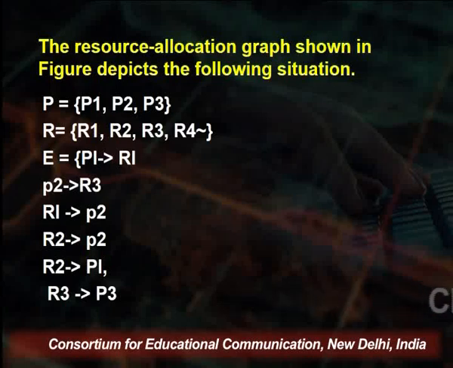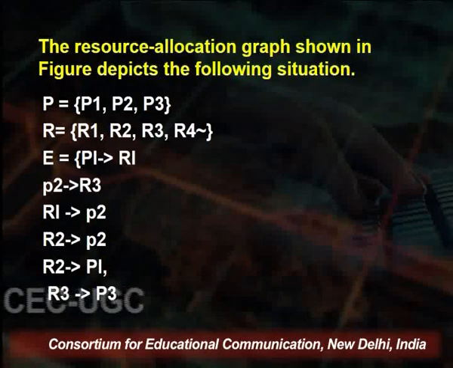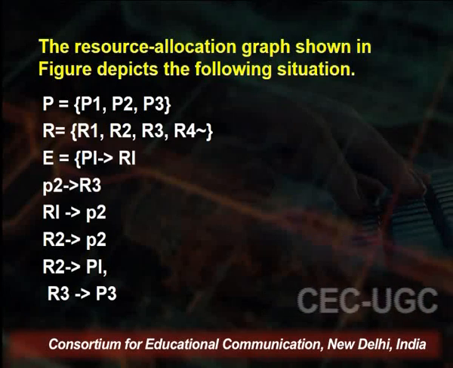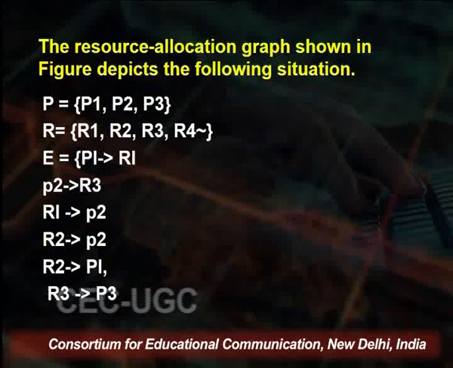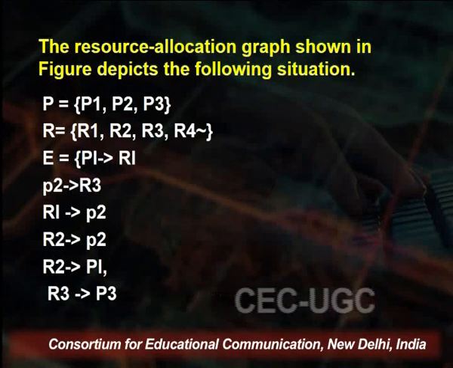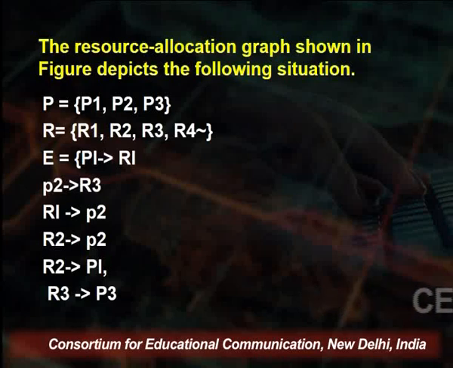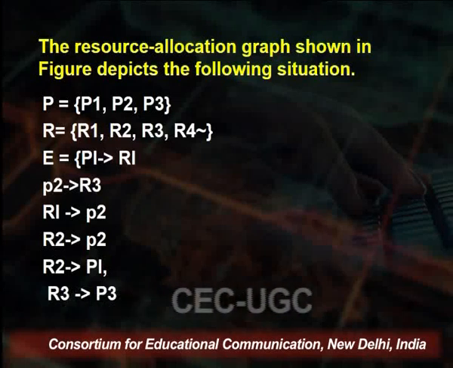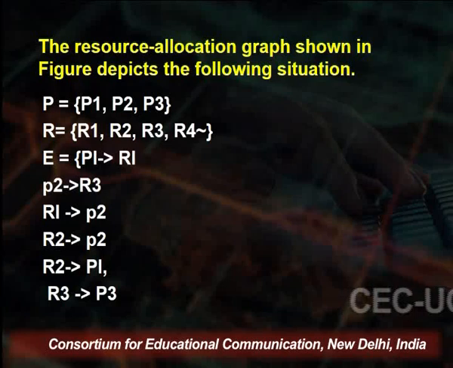Whenever we have an edge from P1 to R1, that means that resource R1 is being requested by P1. And when there is an edge from R1 to, let us say, P2, which is the third edge in the set of edges, that means this resource R1 has already been allocated to P2. And this whole information can be completely represented or depicted in the form of a resource allocation graph.